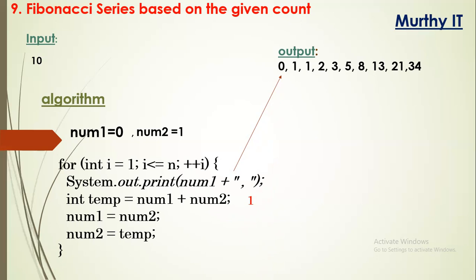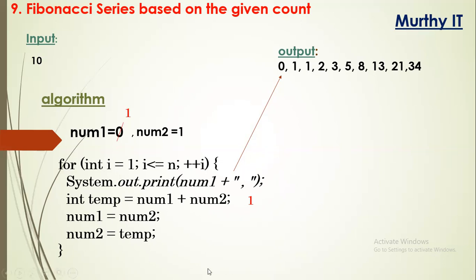Remember that point. In the next line, number 1 equal to number 2. In number 2, 1 is there, so the value of number 2 will be stored in number 1. Whenever we store, the previous value is replaced with the new value. So now 0 is replaced by 1.